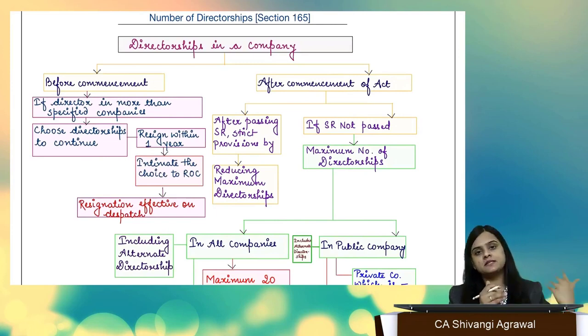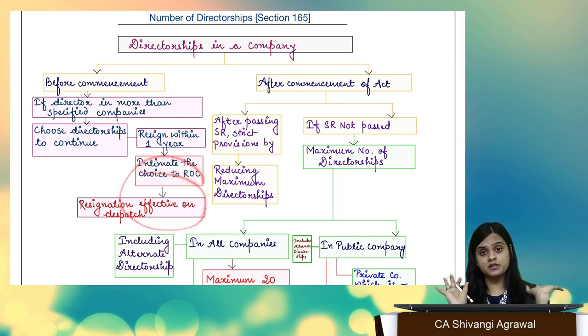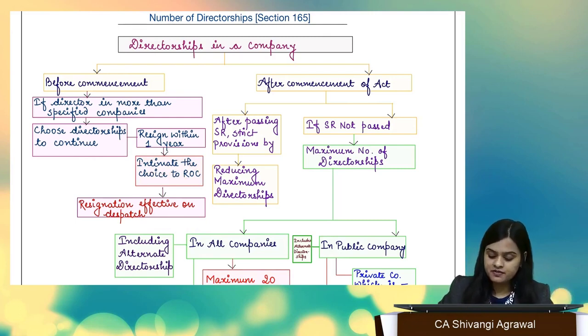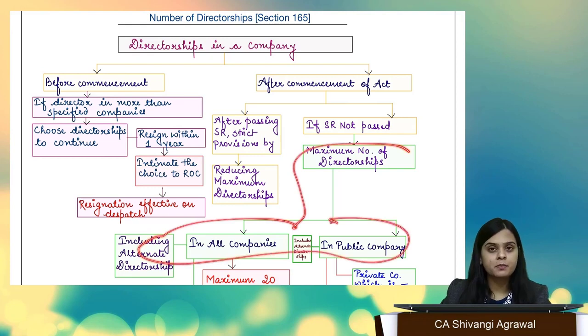Supposedly, before commencement, there was a person who was a director in 50 companies and there was no rule like this. When this provision came into picture, he was given a time period of 1 year to choose in which companies he wants to stay as a director, and the rest of the companies he has to leave. So you resign in the rest of the companies and you intimate your choices to ROC. But after commencement of the Act, this is going to be the maximum number of directorships.